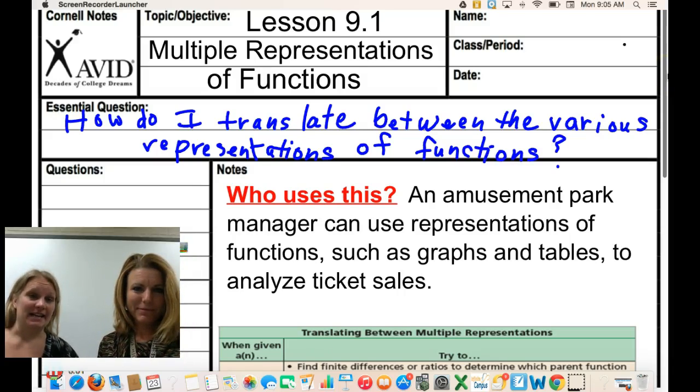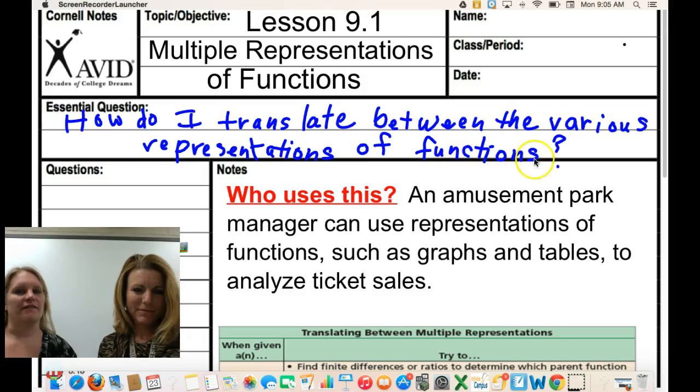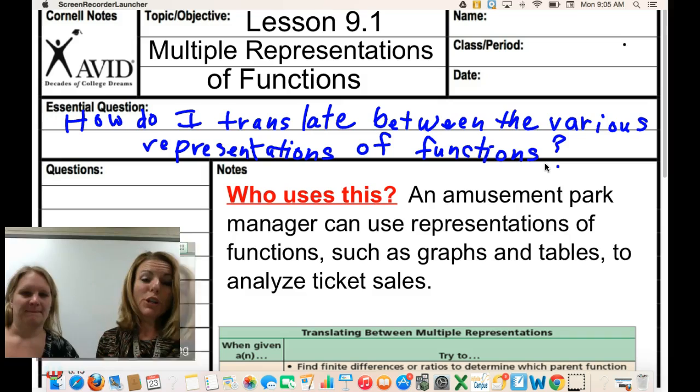All right, today is a lesson on multiple representations of functions. So if you look up here, our essential question is, how do I translate between the various representations of a function? So really, we're just looking at graphs.